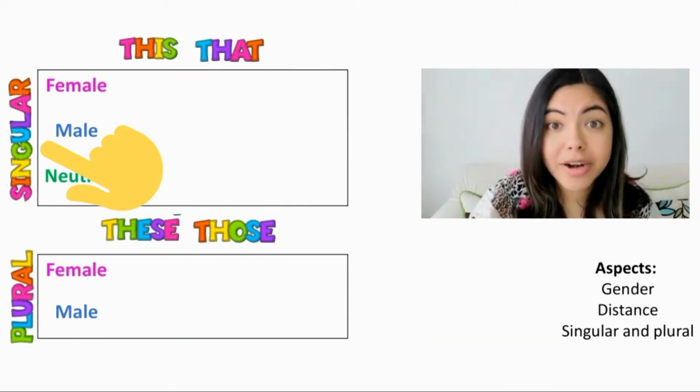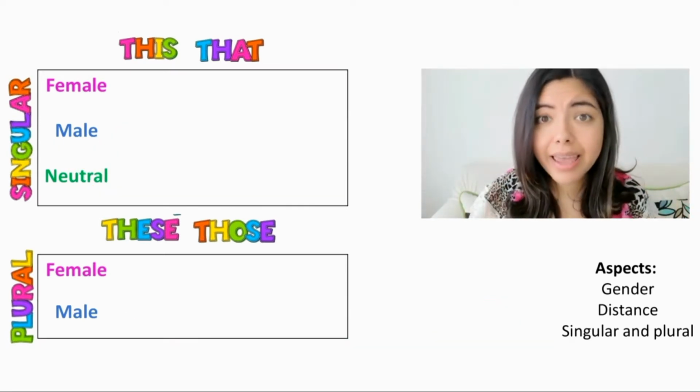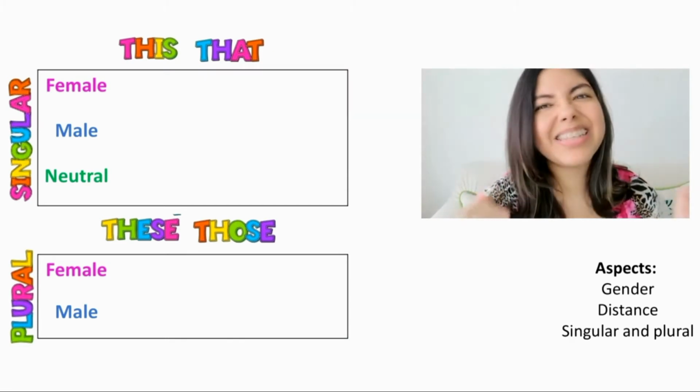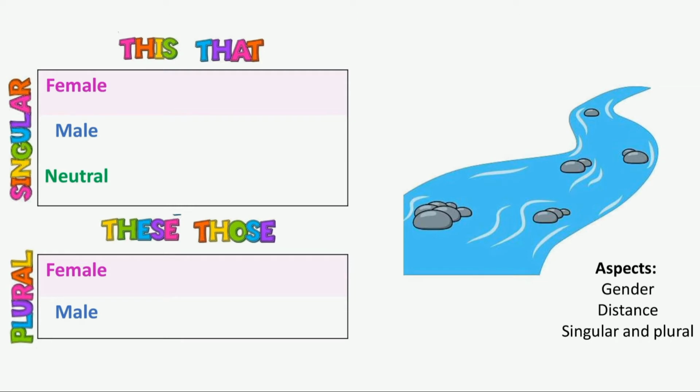But don't worry, in practice it's very easy and I am going to explain everything in a very detailed way. First, we will talk about the singular. In singular, there are three genders for demonstrative pronouns: female, male, or neutral. Each of these genders is used according to the distance, which can be in three ways.